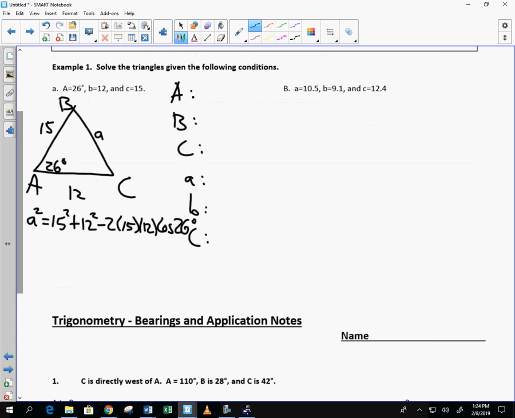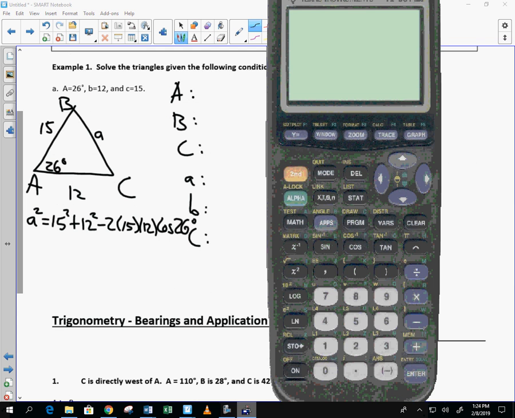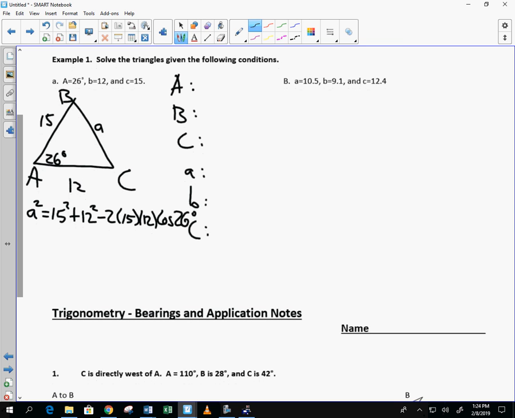Now, your calculators are amazing because they are able to do order of operations. So if you just type it all in, 15 squared plus 12 squared minus 2 times 15 times 12 times the cosine of 26, make sure we're working in degrees, not radians. Press enter, and the side length is 45. Why? Square it. Good. Square root of the answer is 6.74. All right, so we've got A is 6.74.